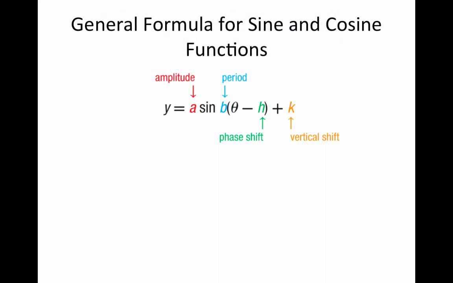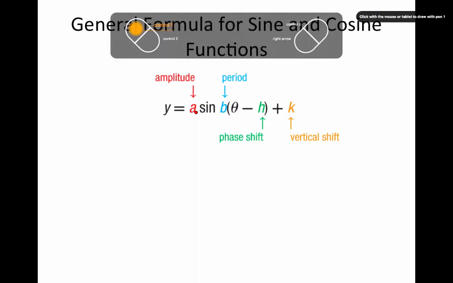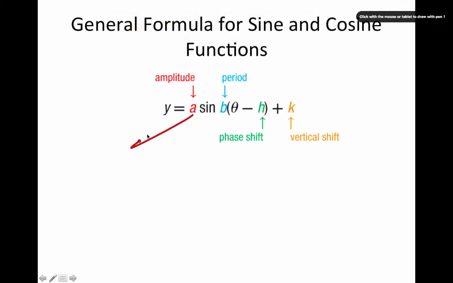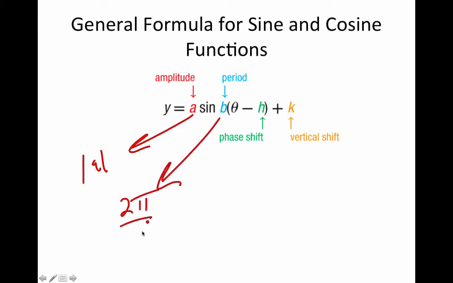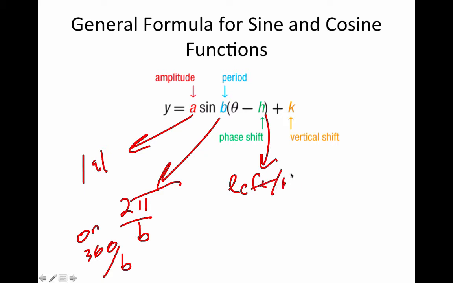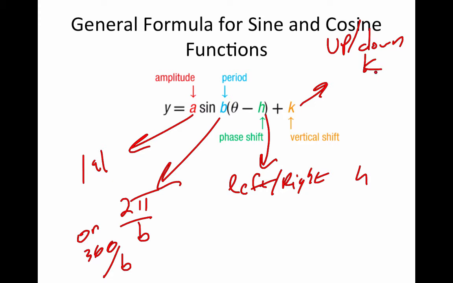So the whole thing is going to be amplitude, period, phase shift, vertical shift. The amplitude is the absolute value of A. Period is 2 pi over B, or 360 over B if you're in degrees. This is going to go left or right H units. This is going to go up or down K units. Biggest thing you got to watch out for is that H is kind of an opposite idea. Also, people want to put the period on B. The period, you got to remember, you have to do a calculation of 2 pi over B.